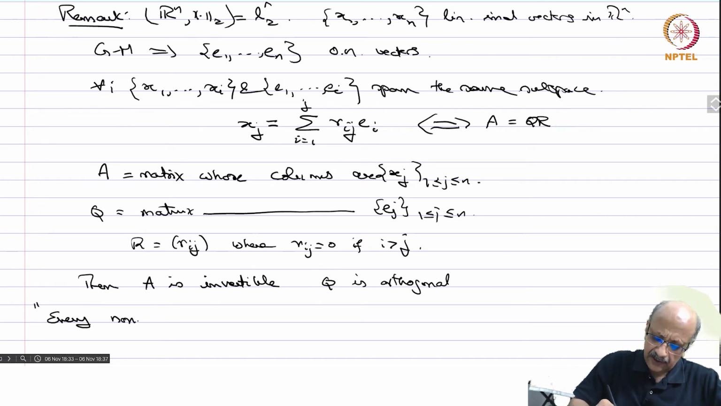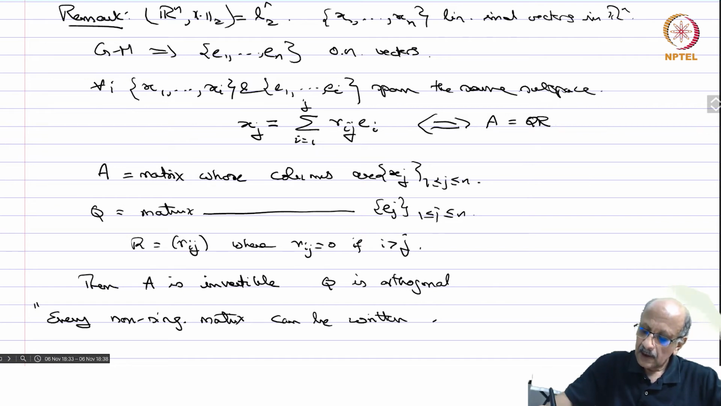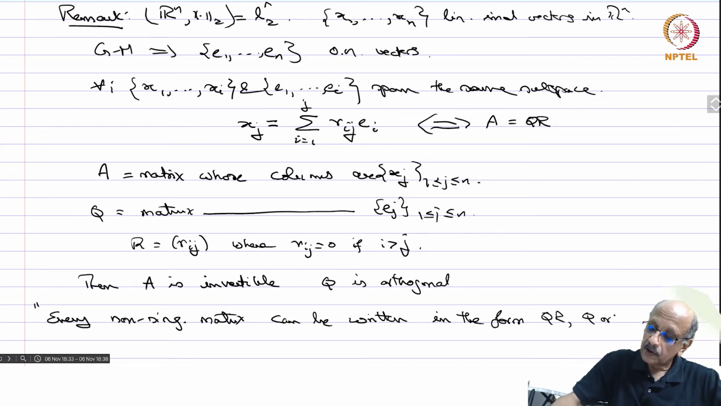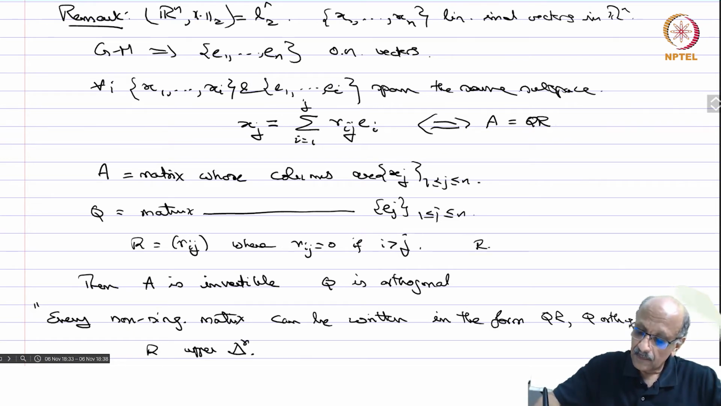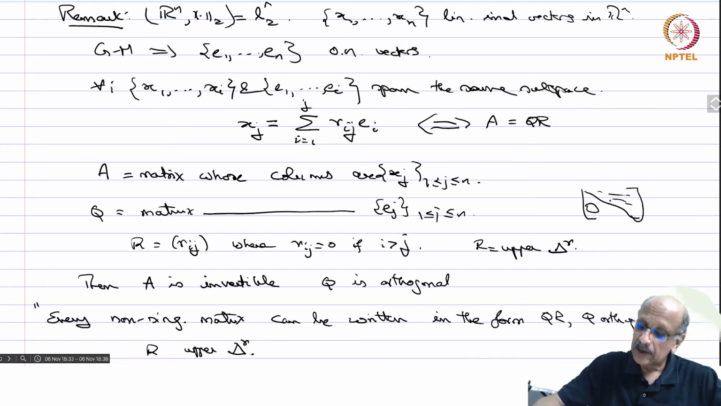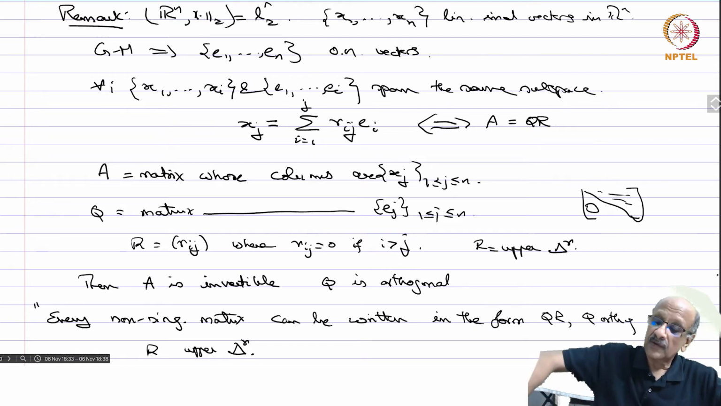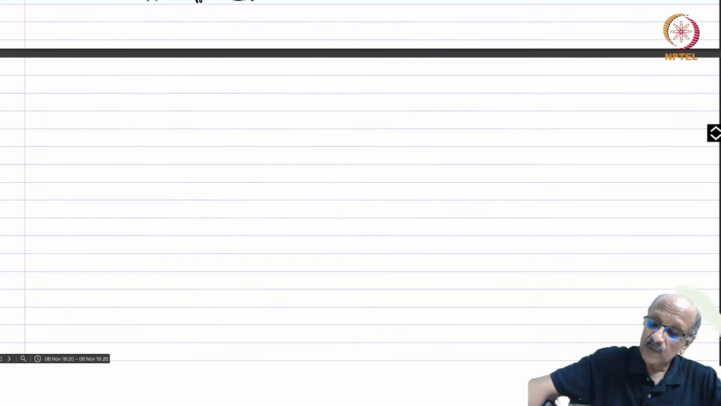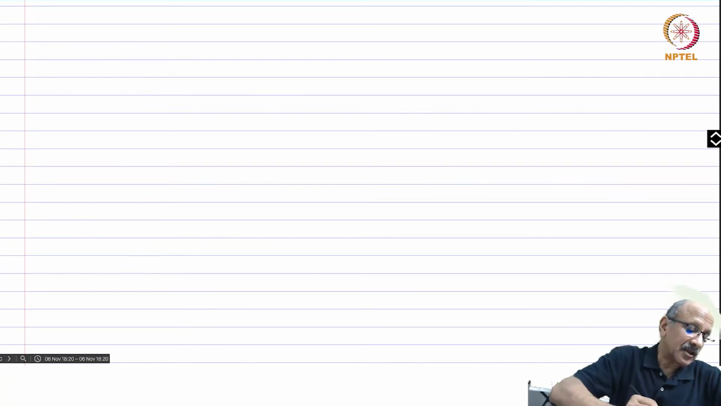So this is a theorem in matrix theory which we have proved. Every non-singular matrix can be written in the form QR, Q orthogonal, and R upper triangular. Namely, it's a matrix where you have elements here, and below the diagonal everything is 0. So this is a theorem in matrix theory which we have now proved using the Gram-Schmidt orthogonalization process.